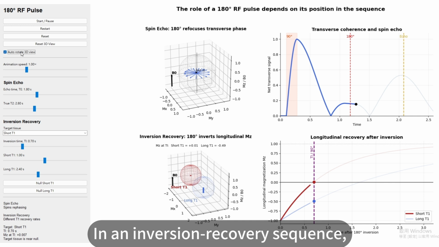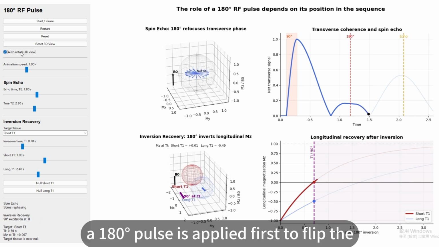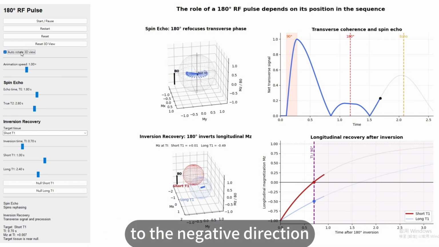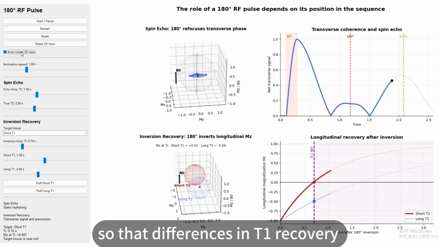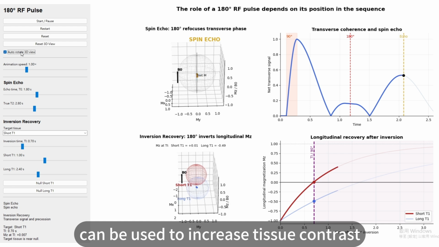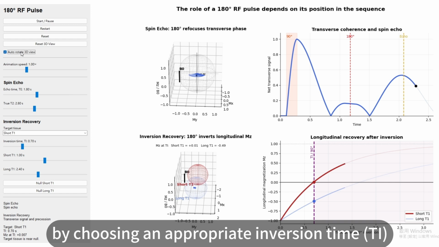In the inversion recovery sequence, a 180-degree pulse is applied first to flip the longitudinal magnetization from the positive B0 direction to the negative direction. Its purpose is to prepare the magnetization so the difference in the T1 recovery can be used to decrease tissue contrast or suppress specific tissue by choosing an appropriate inversion time.